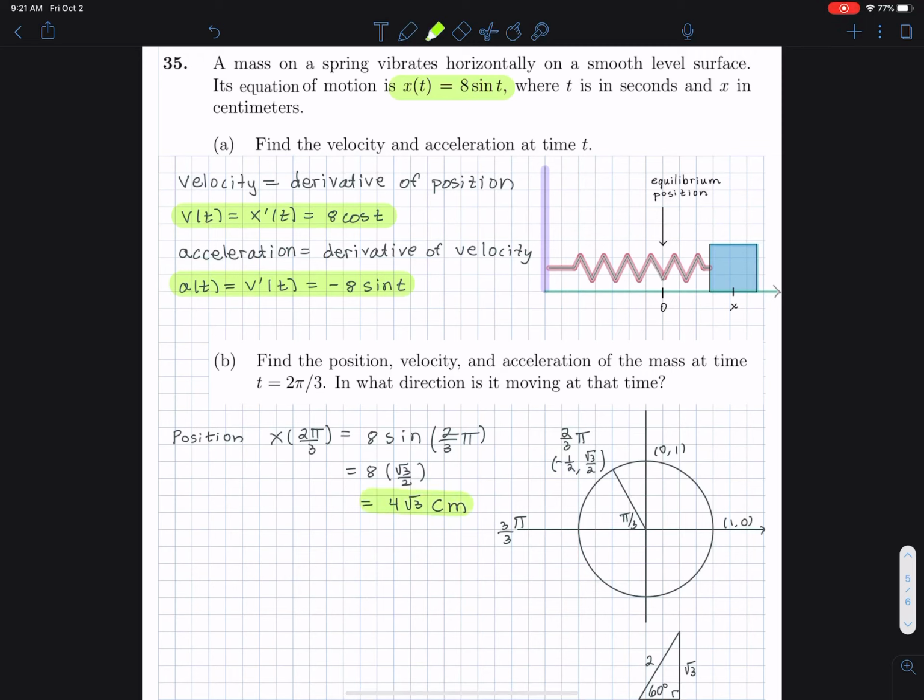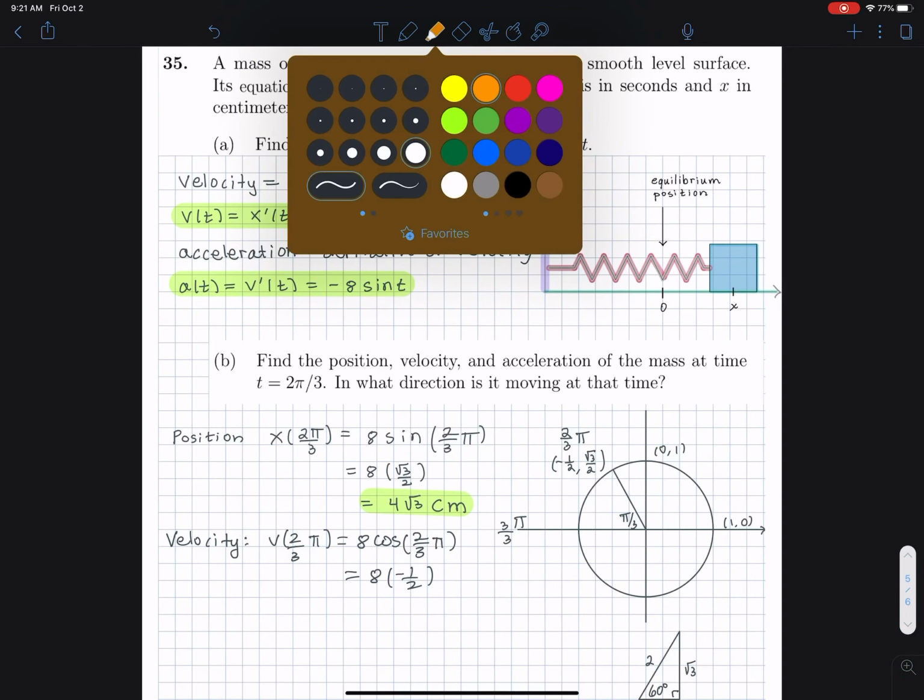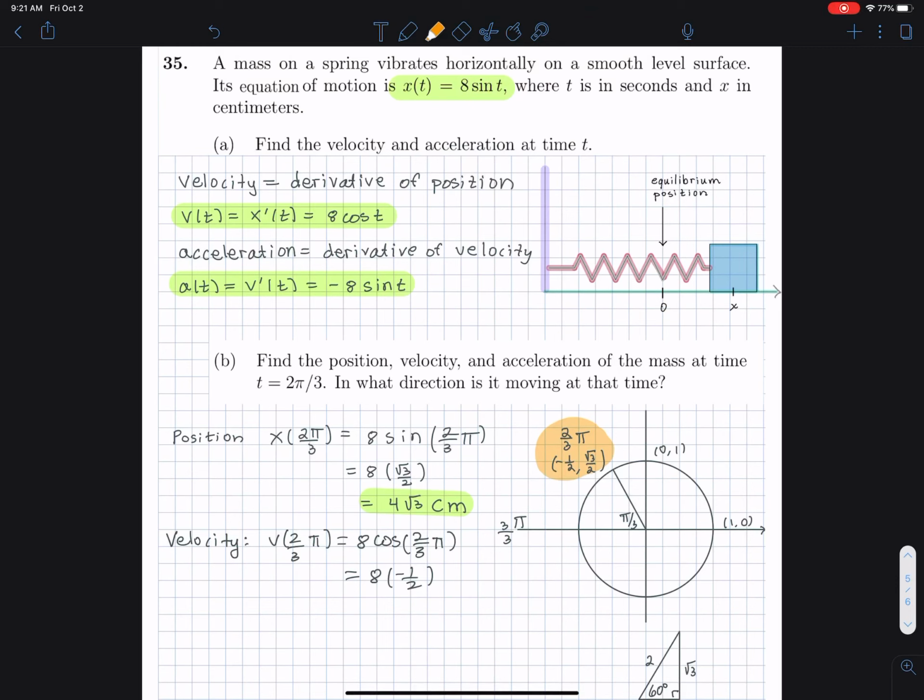Okay, now moving on to, that's one answer. Then I'll move on to velocity. And I'll have v of 2/3 pi, which is equal to 8 cosine 2/3 pi. And that gives 8 times negative 1/2, because on the unit circle at 2/3 pi, the first coordinate is cosine, and that first coordinate is negative 1/2. And so therefore I'm going to have negative 4 centimeters per second.